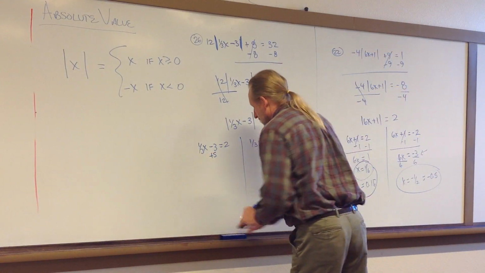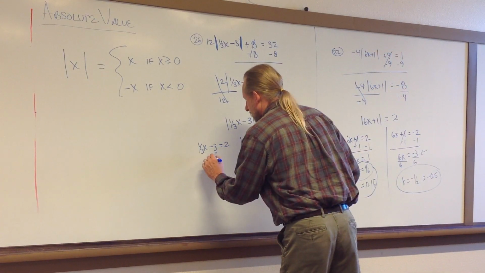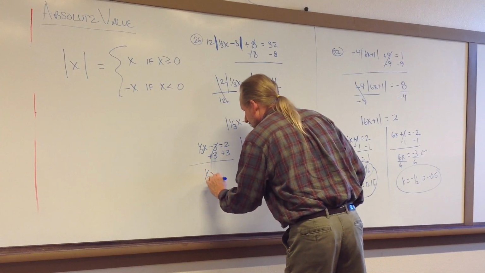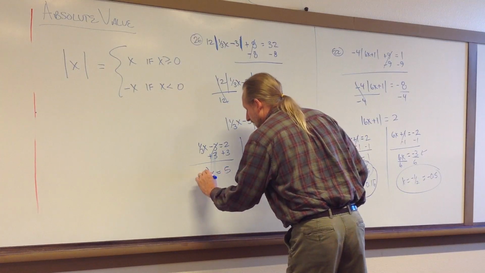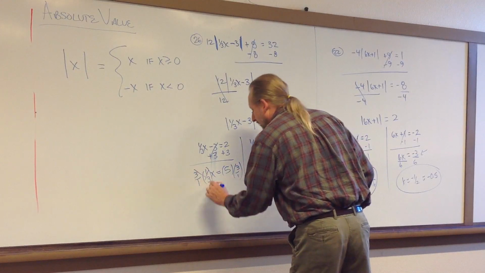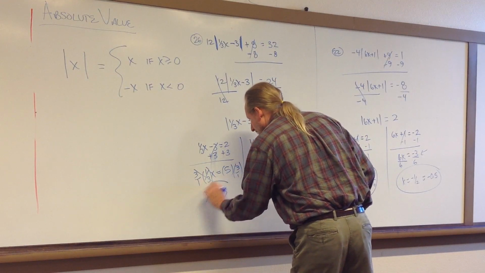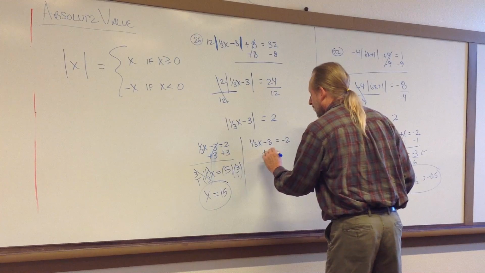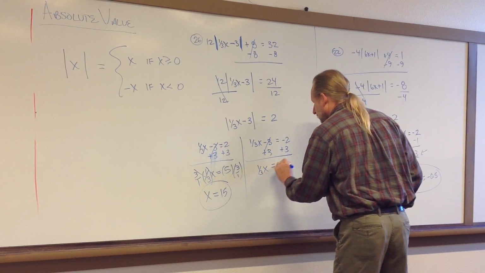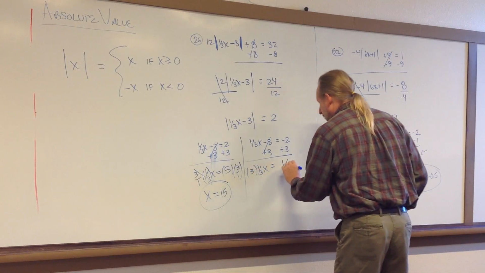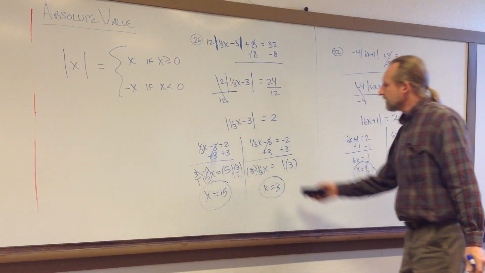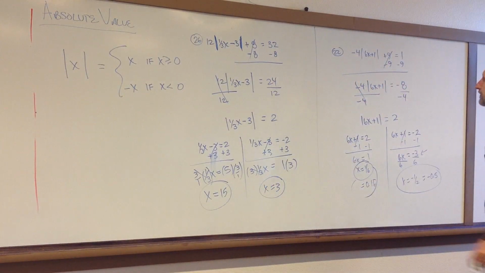Okay, let's get the x by itself here, so we want to add 3 on both sides. 1/3 x equals 5. And again, you can divide on both sides by 1/3. I'm going to multiply by 3, and so we get x equal to 15. Same thing here. Let's see, that'll be +1. Multiply on both sides by 3. And x equals 3. So x equals 3 or x equals 15.